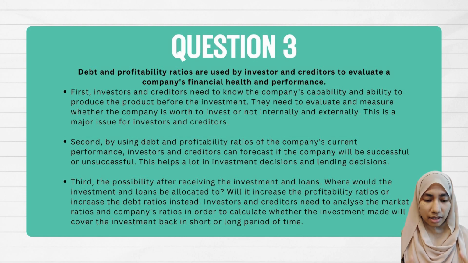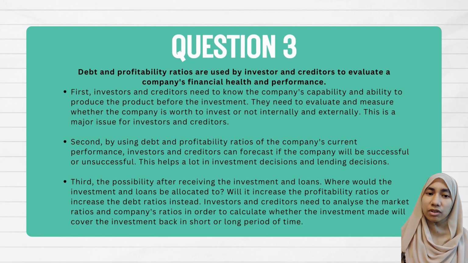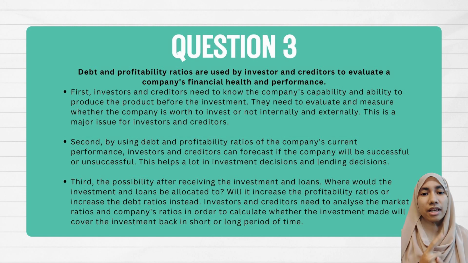Second, by using the debt and profitability ratios and the company's current performance, investors and creditors can forecast whether the company will be successful or unsuccessful. This helps a lot of investors in investment decisions and lending decisions.